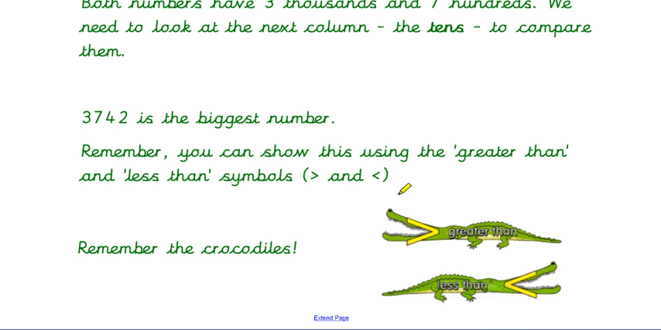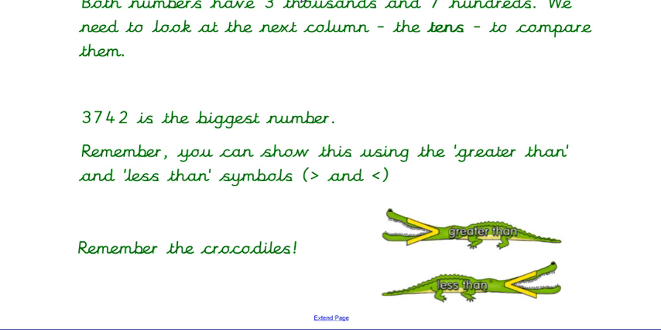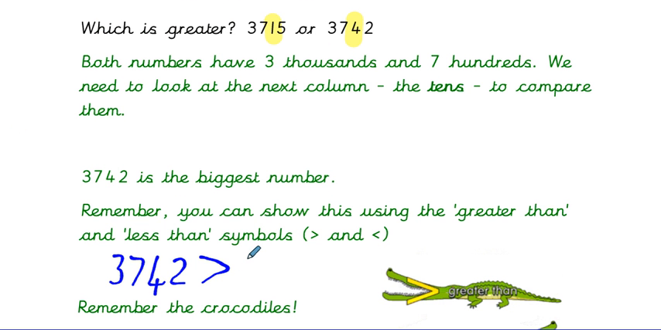And remember that you can show this using the greater than and less than symbols. 3,742. If you remember from year 2 and 3, the crocodile always eats the biggest number. So we're going to put that one in there and put our other number, 3,715, in there. Okay.